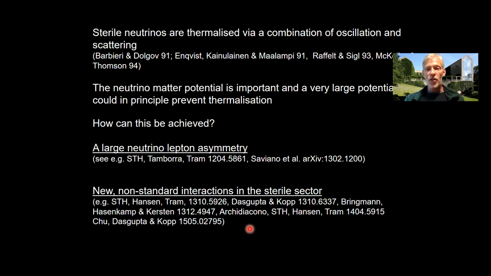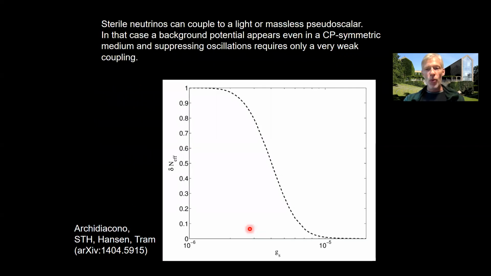And the only way to avoid it is to invoke some kind of non-standard physics beyond just the existence of a sterile state. And there are various ways you can do this. You can have a non-zero lepton asymmetry. You can have these additional neutrinos charged under new interactions, and that can lead to a suppression of the thermalization of these particles. Let me just show you one example, but there are many in the literature. This is one particular model that we've been studying a bit over the years, one in which the additional neutrino is charged under a new pseudoscalar interaction with a very small coupling strength.